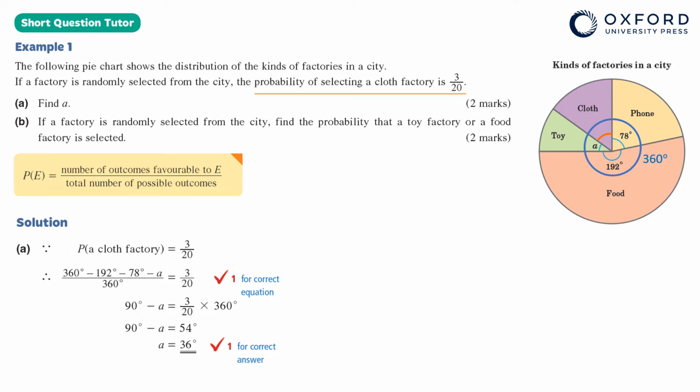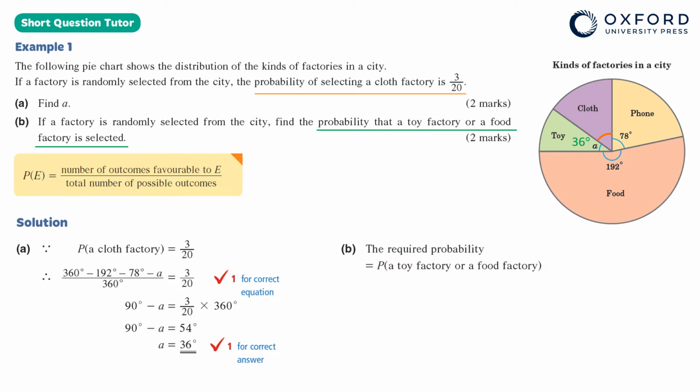In Part B, we have to find the probability that a toy factory or a food factory is selected. Or means we can choose either one of them. So, the probability is equal to a fraction, where the numerator is equal to 36 degrees, plus 192 degrees, and the denominator is equal to 360 degrees. 1 mark will be given for the correct expression. Simplifying it, the answer is 19/30. 1 mark will be given for the correct answer.